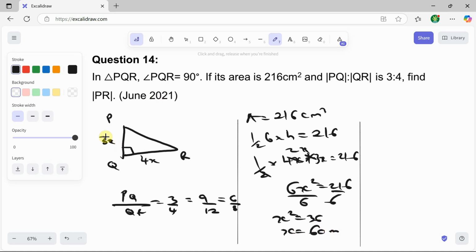Great. So that means that this side is actually 3 times 6, which is 18, and 4 times 6, which is 24 centimeters. So this is actually the length of these sides. So now we can find the length of PR.